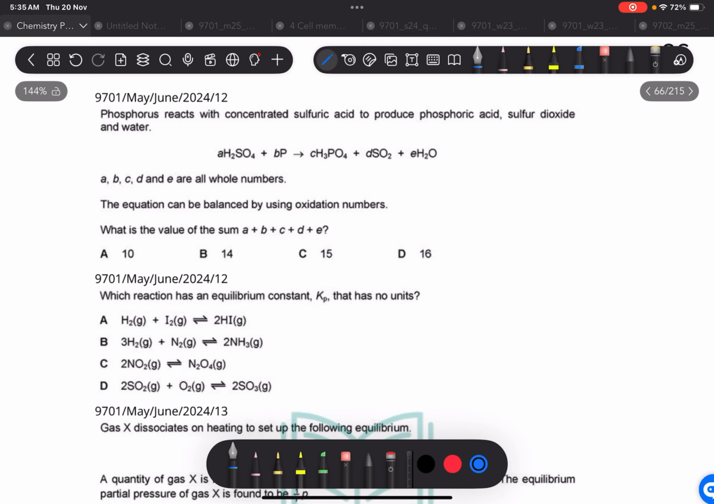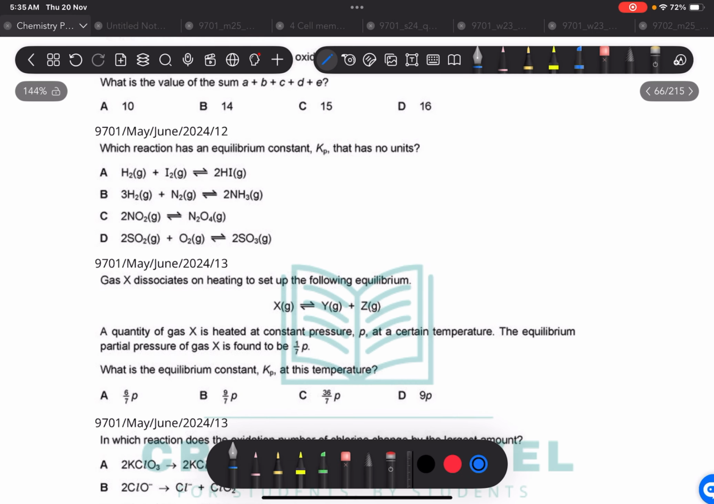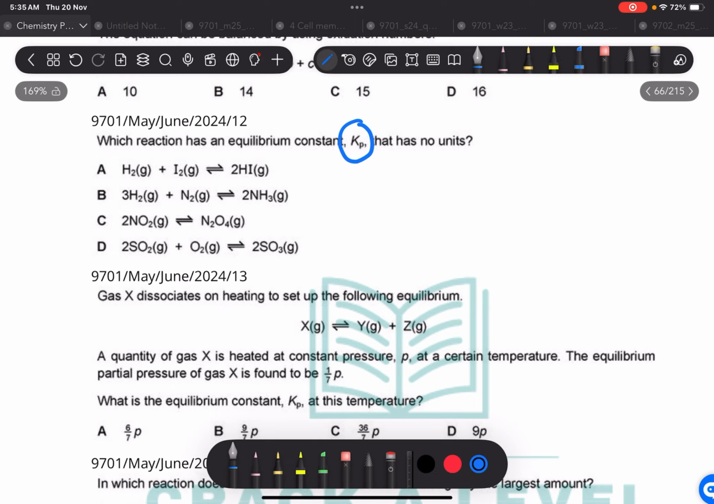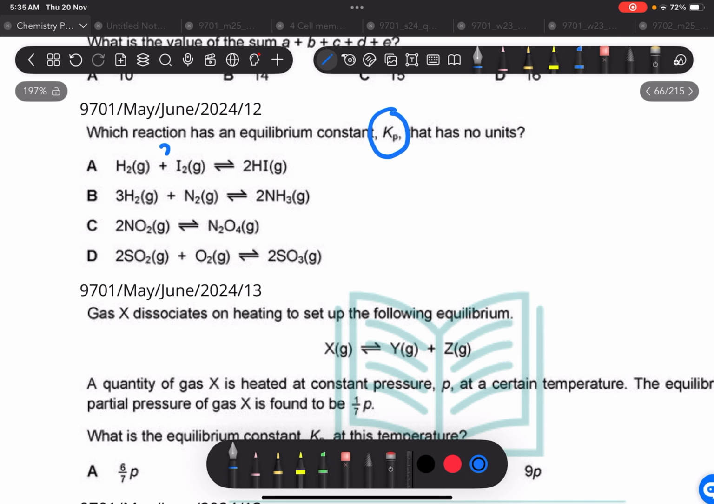Okay, now we have a redox question. Which reaction has an equilibrium constant that has no units? I told you any reaction that has an equal number of moles on the reactant and product side is going to have no units. So for option number A, there are 2 moles on the reactant side, 2 moles on the product side, 1 mole here, 1 mole here. So option number A. Let's check the other options as well.